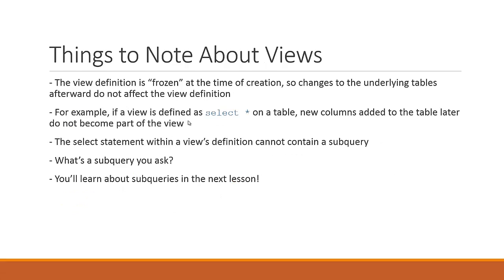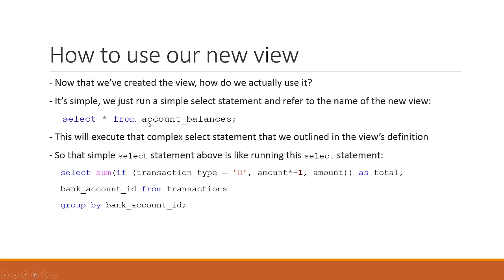Okay? Now, let me go back. Sorry, I don't want to go forward just yet. I want to talk about the data hiding portion. So think about it this way. When you say select star from account balances, the star represents all of the fields that you have in your select statement within the view's definition. So what do I have in terms of columns in the view's definition?